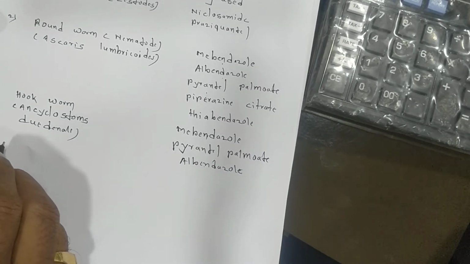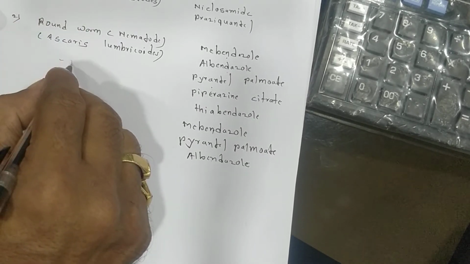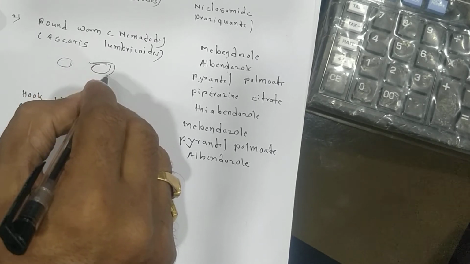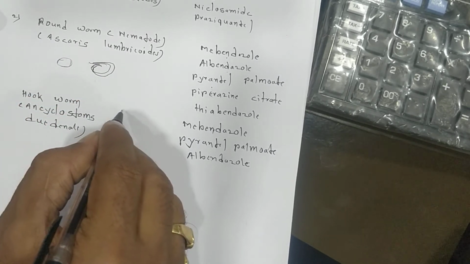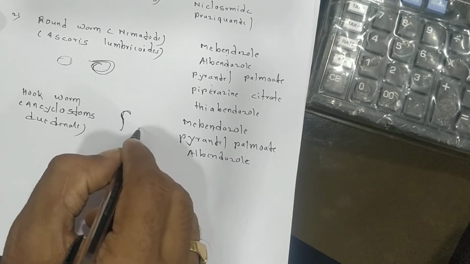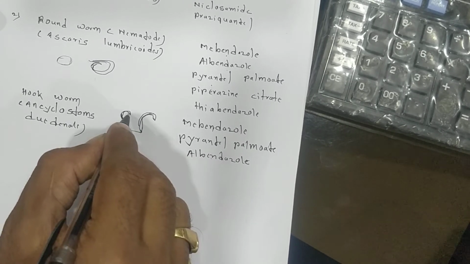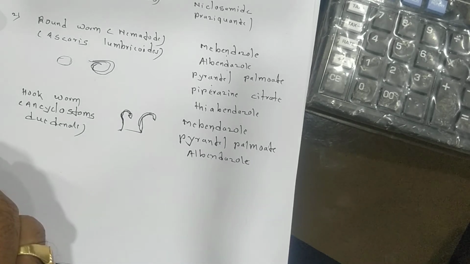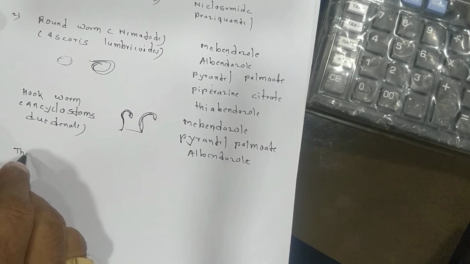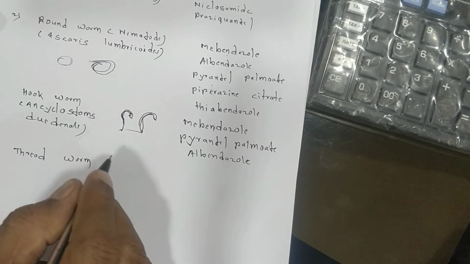Okay, now the next worm, hookworm. ये hookworm, hook जैसा रहता है. Roundworms, the worm is rounded like that. ये ऐसा. Hookworms, like a hook. Fourth is the threadworm, like a thread.